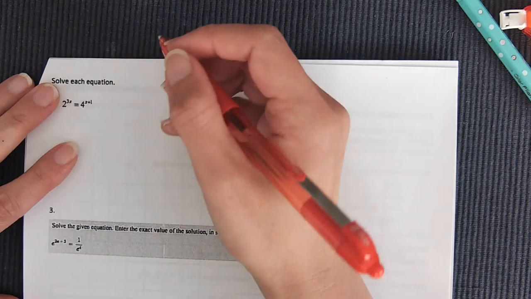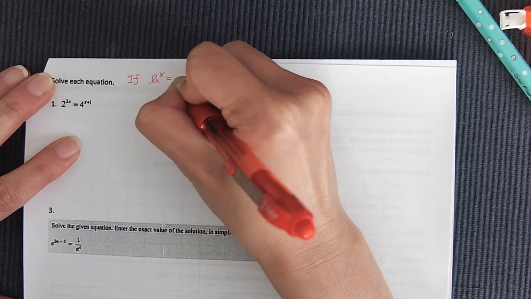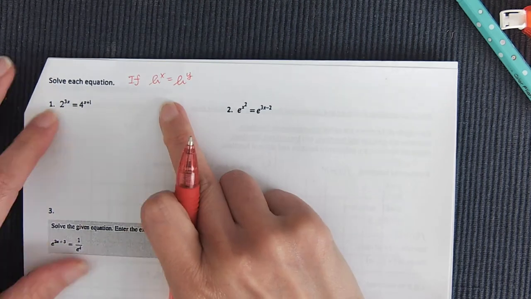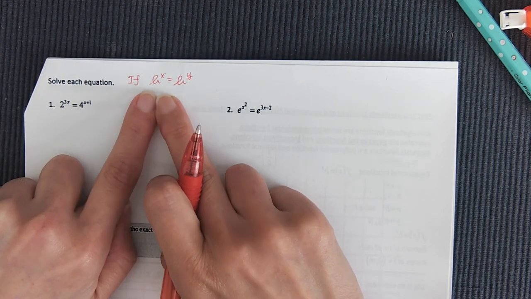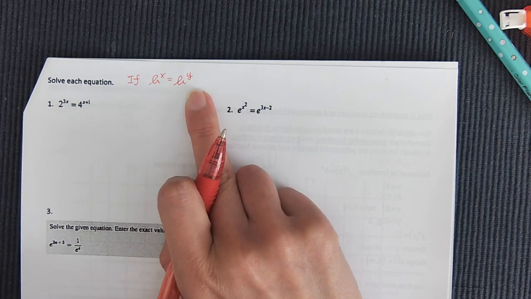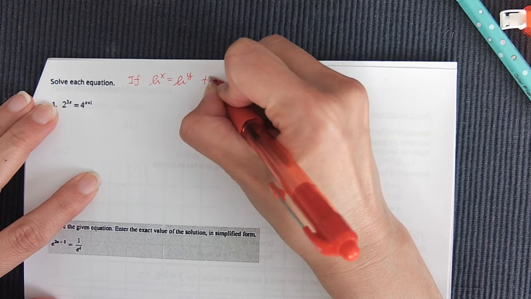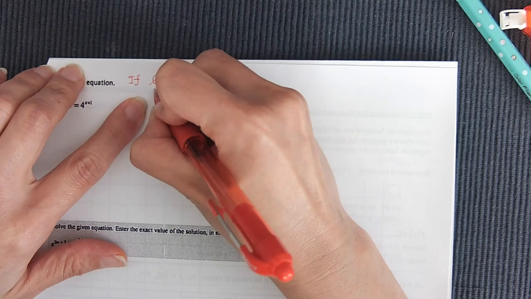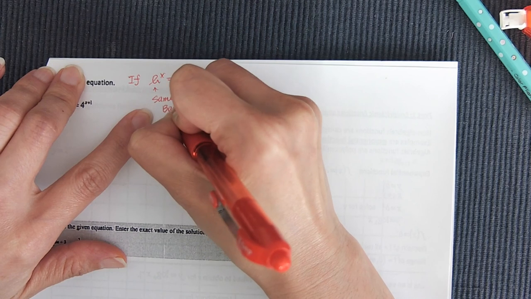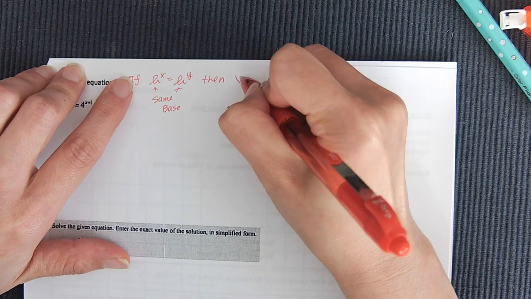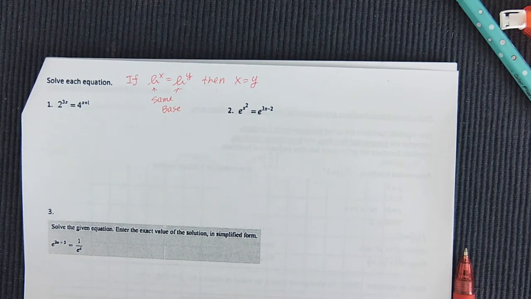So here is the rule. If b to the x equals b to the y, look at the left side and the right side. Left side is b to the x, right side is b to the y. Same b, which means same base. Which means your exponents have to be the same: x equals y.